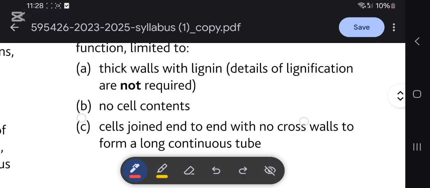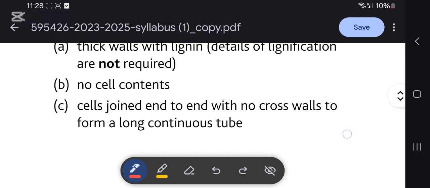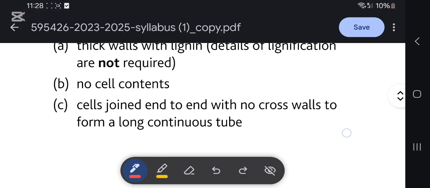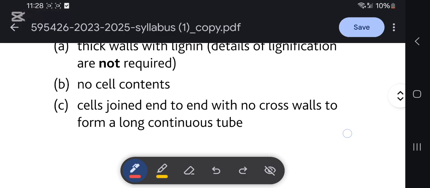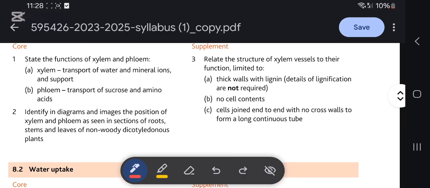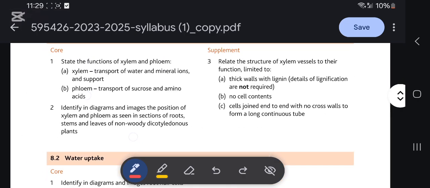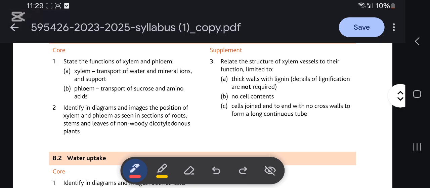They have no cell content, so that water can flow easily, and their cells are joined end to end with no cross walls, so that it forms a long continuous tube. Some other features of the xylem are that it is wide, so it carries a large volume of water. There are dead cells, no end walls, and broad spaces. There is a strong cell wall, which helps it to withstand high pressure. And lignin, of course, prevents it from collapsing. So that's about the structure of the xylem.